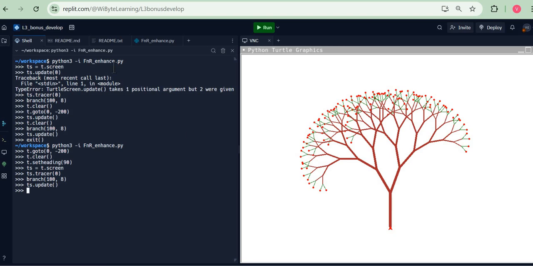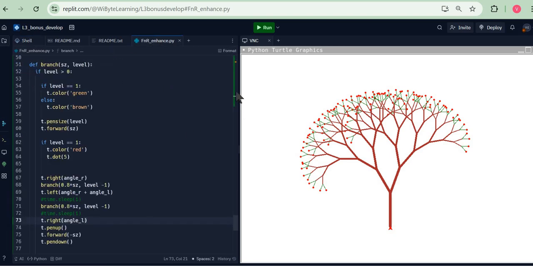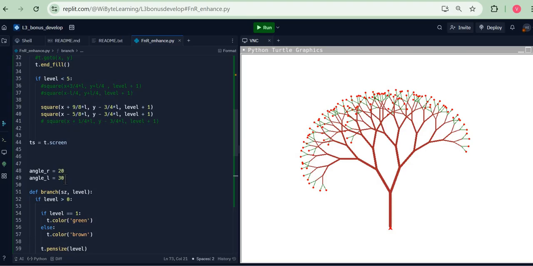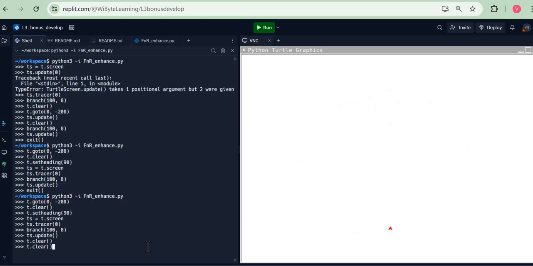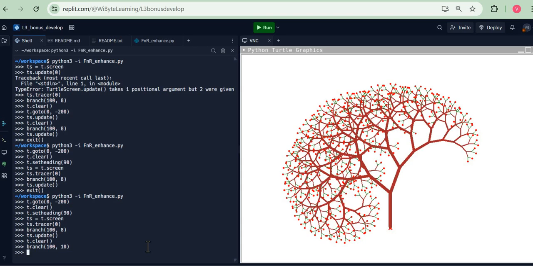In fact, we can exaggerate this. Let me make right, let's say, 20. Let's make left much bigger, say 50 degrees, right? Now, when I run this piece of code, notice the tilt is that much more. In fact, just as an experiment, we can see how this whole tree looks. Let's say I do t dot clear, and draw for a larger depth, maybe 10. Notice, it looks quite interesting. The whole tree appears in one shot because my tracer is set, but very clearly there's a shift to the left.